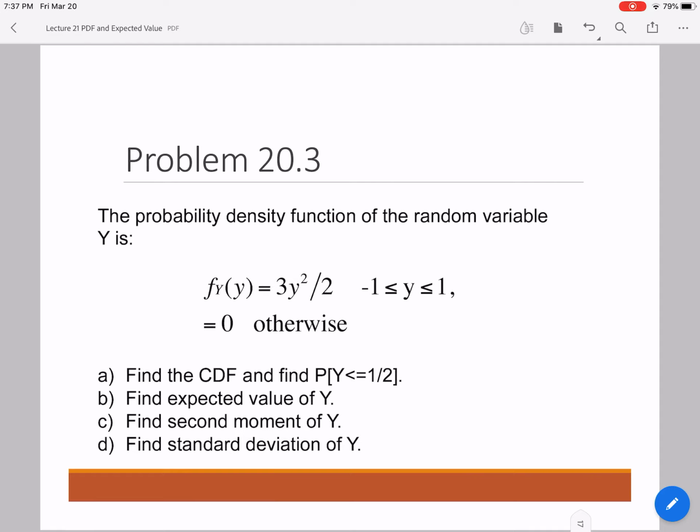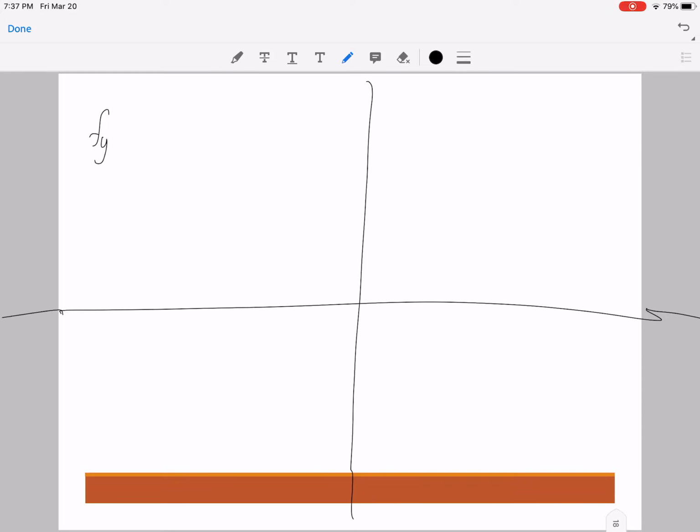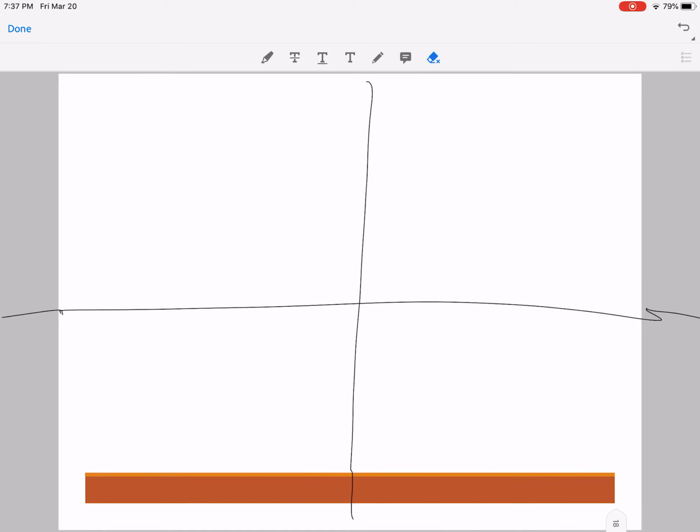Okay. Now let's solve problem 20.3. Here I have to find several items. First, I need to get the CDF. So let me just divide the space into 4 quadrants like this. I need to get the CDF first and the probability that y is less than 1/2.